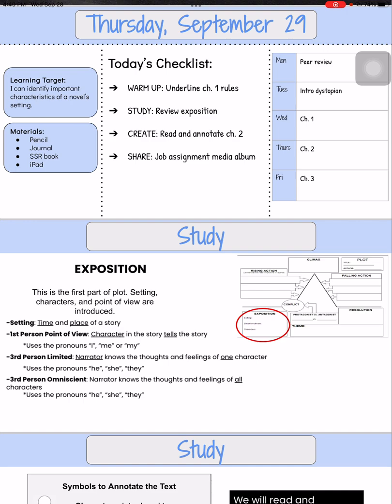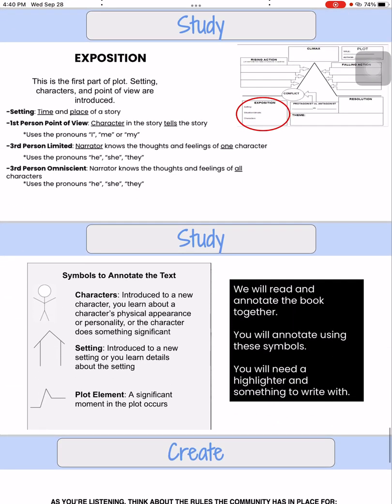So we are still, of course, only in chapter 2. So we are still in the exposition of The Giver. Remember that as we read and annotate, we are annotating using these 3 symbols. Anytime we learn about a character, we are drawing a little stick figure person. Anytime we're learning about the setting, we are drawing a little house. And anytime there's a significant event, we are drawing a plot map.